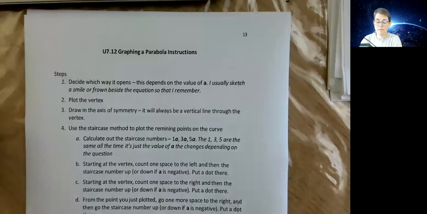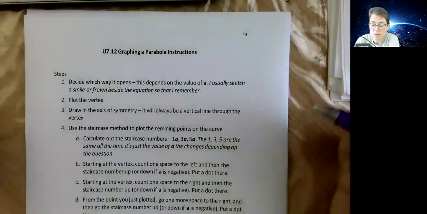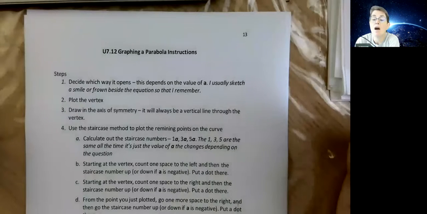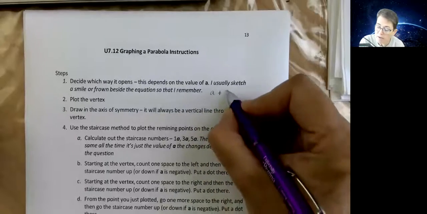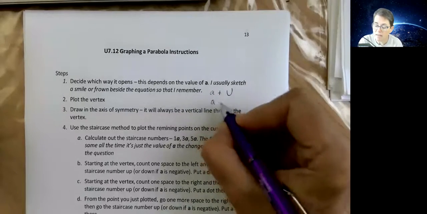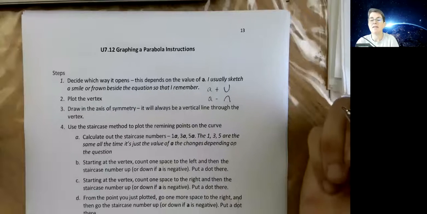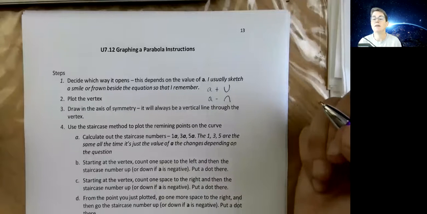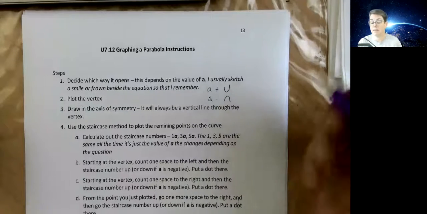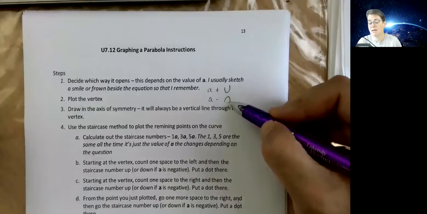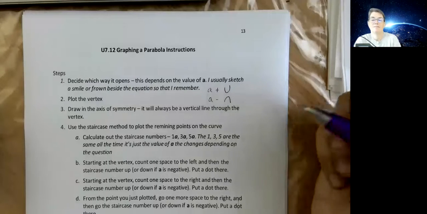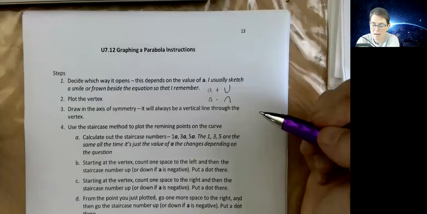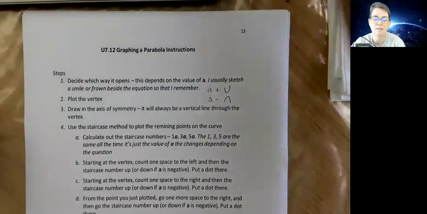All right, so the first thing you need to do is decide which way it opens, and that depends completely on the value of A. If A is positive, then it's a smiley face. If A is negative, it's a frowny face. I know that's not very mathy, but it's the easiest way. This is concave up with a minimum. This is concave down with a maximum. Smiley face, frowny face. All right, plot the vertex.